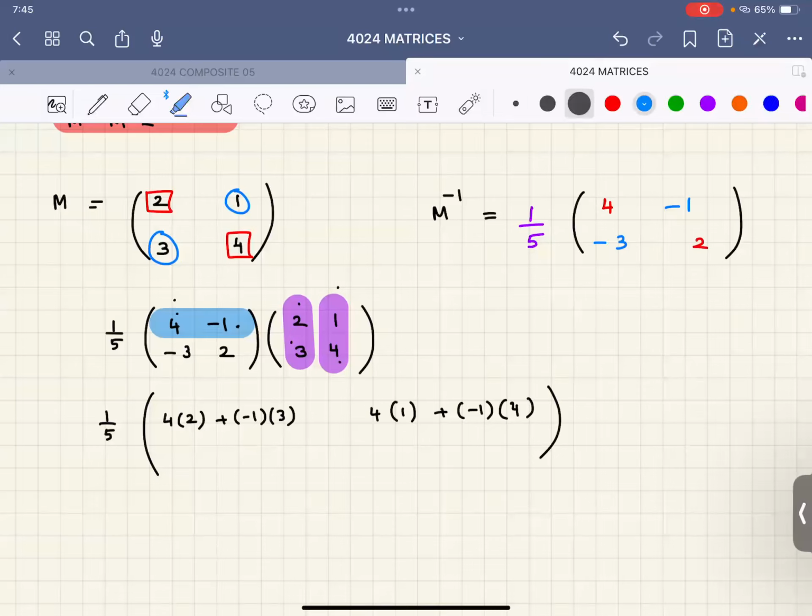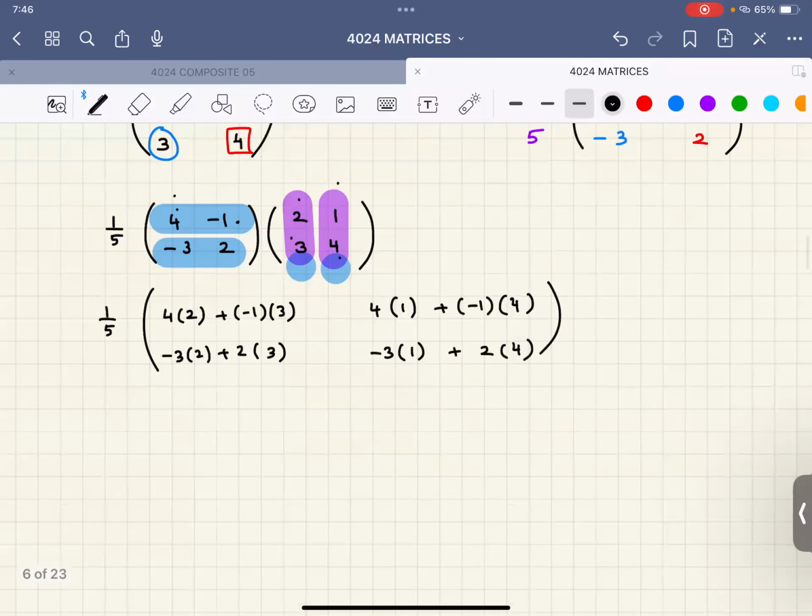Now let me move to the next column. That is this one. And then I'll work out with these two. So -3 into 2, and this is 2 into 3. And this is negative 3 into 1, and that's 2 into 4. Let's simplify. This is 8 minus 3, which is 5. This is 4 and negative 4, which is 0. This is negative 6 plus 6, which is 0. This is negative 3 plus 8, which is 5.